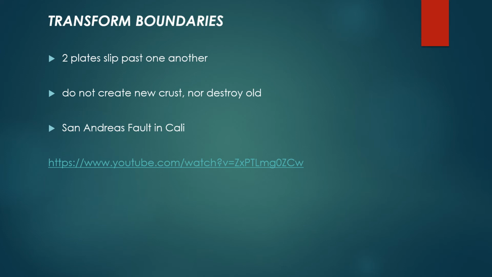Transform faults are associated, however, with a great deal of seismic activity. Most commonly, they produce shallow earthquakes. The most famous fault system in the United States is the San Andreas Fault in California.